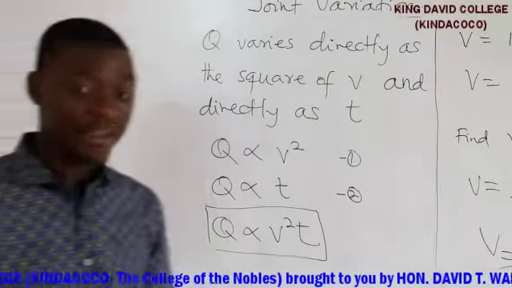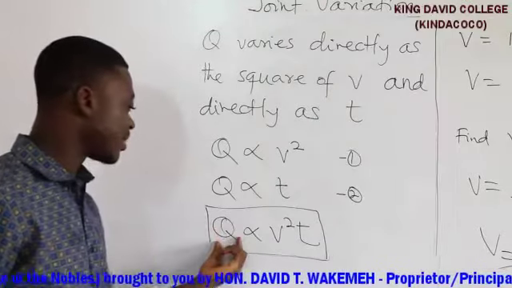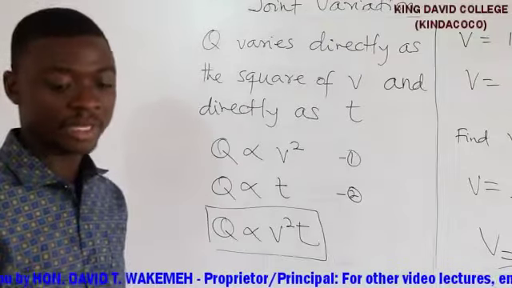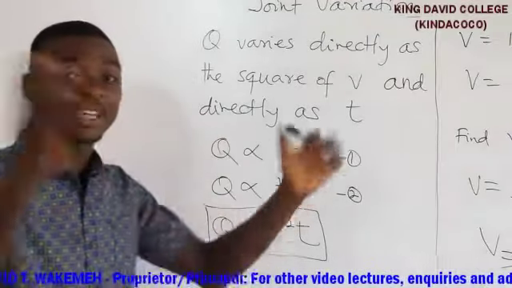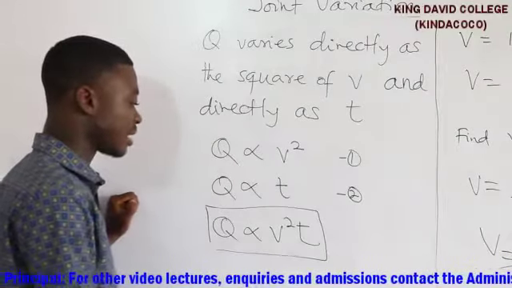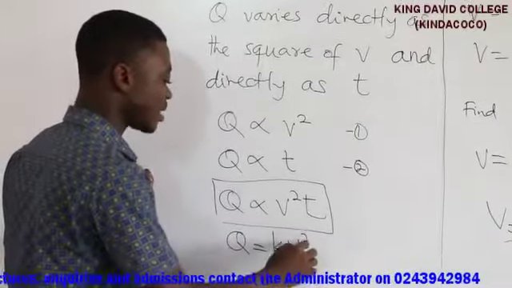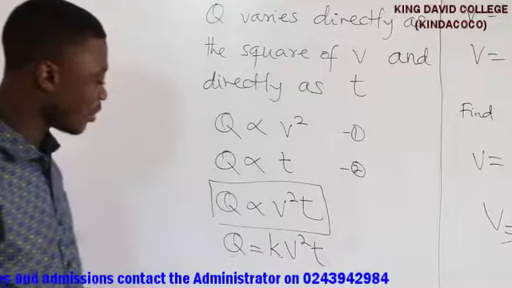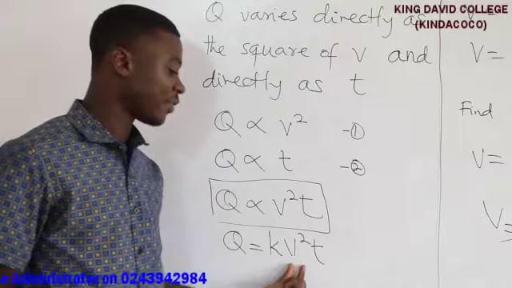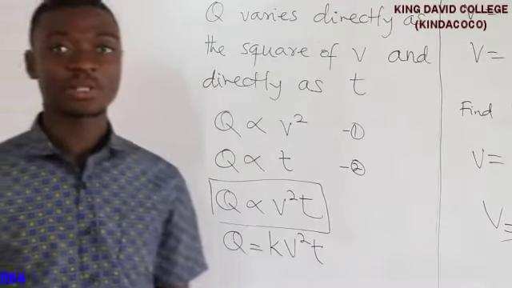A joint variation, because this Q alone has two different quantities it is varying with. The same old tradition follows: you just change the variation into an equation with a constant of proportionality. So this will be Q = KV²T. They will give you, at the initial stage, the value for Q, the value for V, and the value for T. Then you insert them here and you get your constant.